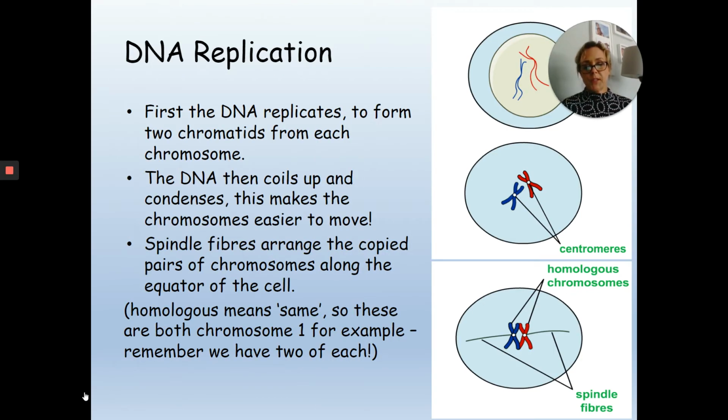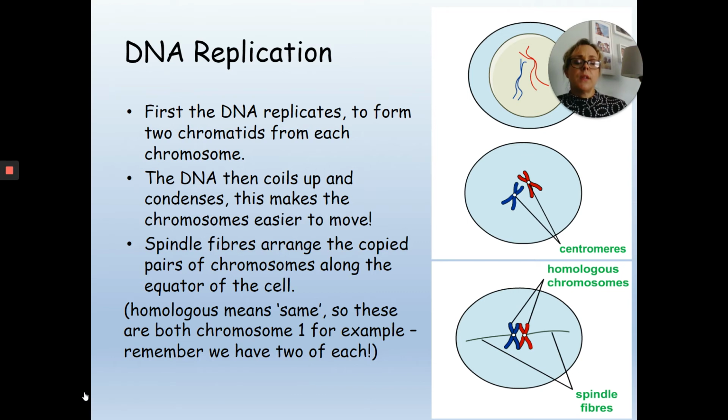So the first stage in meiosis is the DNA replication. This happens in exactly the same way as it does in mitosis. Every chromosome replicates itself and then is visible as a cross shape, and that is 2 copies of the same chromosome. So these are now referred to as chromatids because they are copies of each other, and they're joined together by a little structure called a centromere.